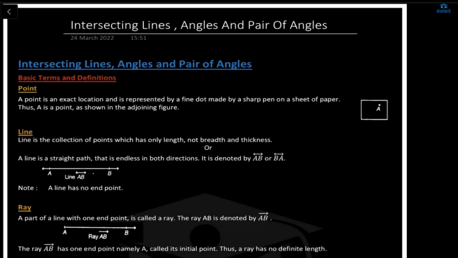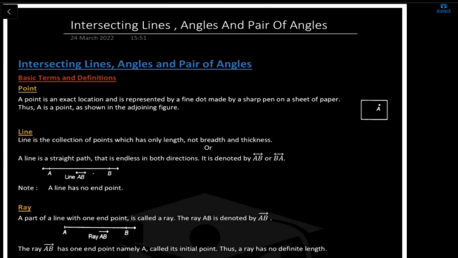Ma'am, a line is like a point that can be extended indefinitely in all directions? No, a line is not a point. A line is a collection of points, an infinite collection of points. When many points lie in the same space and you join all of them, it is a line. The simple definition of a point is that a point is an exact location, because it is a single position. Now, a line is a collection of points.